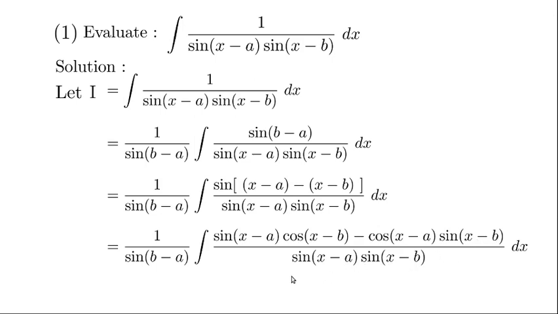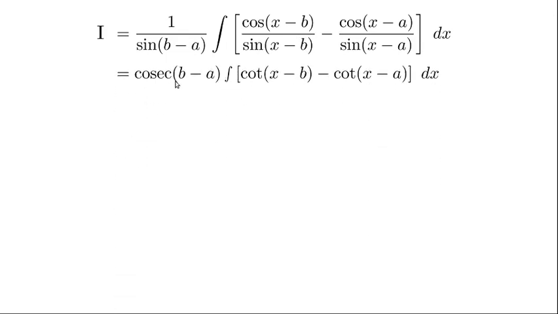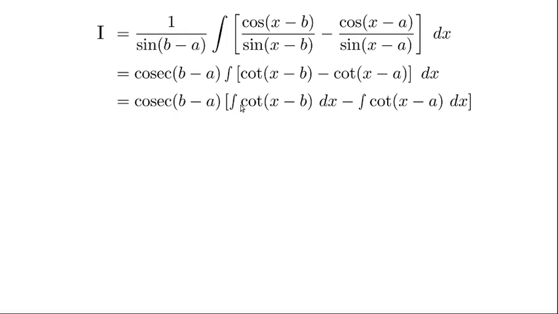So what we find is 1 upon sine of b minus a, integration of cos x minus b upon sine x minus b minus cos x minus a upon sine x minus a dx. And this is, in fact, both are cot. Therefore it becomes cosec b minus a integration of cot x minus b minus cot x minus a dx. Now take this integration inside the bracket. So it becomes cosec b minus a into integration of cot x minus b dx minus integration of cot x minus a dx.